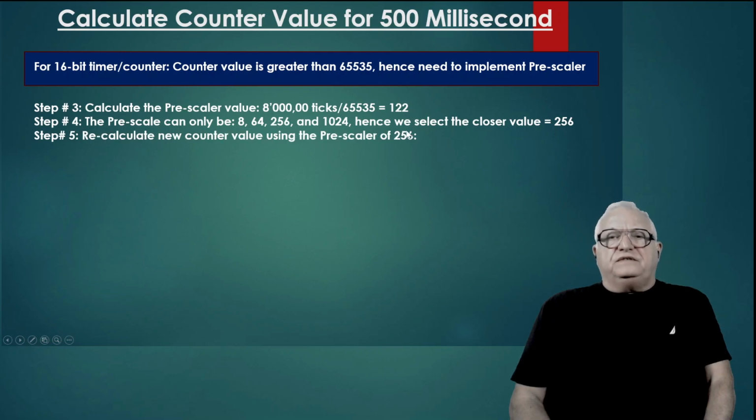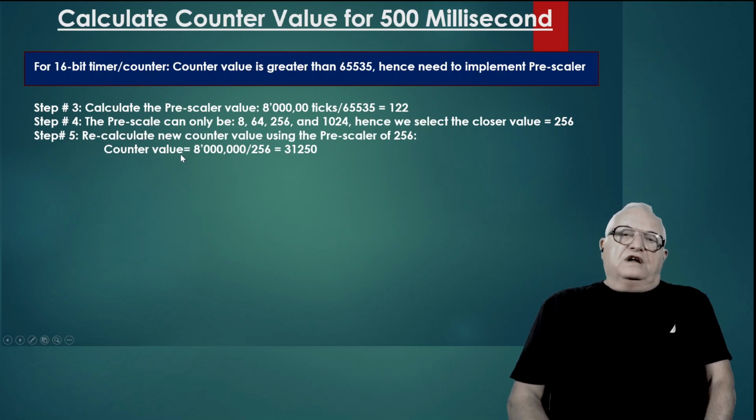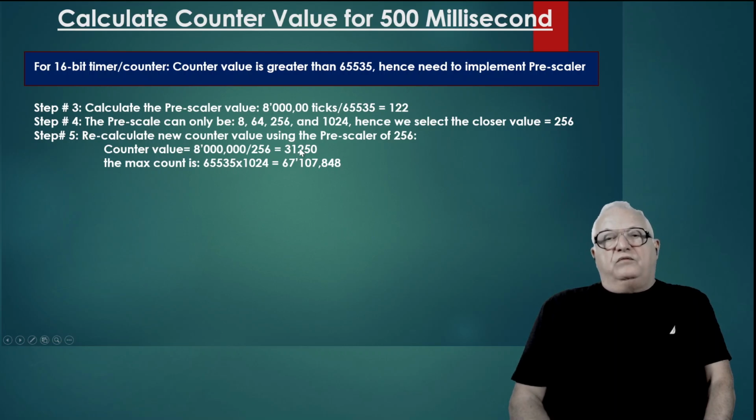Now with the 256, we do our calculation one more time. So we calculate 8 million divided by 256. That would be 31,250 to use as a counter. Now, I put this number here so we remember the max value that we can use for the 16-bit counter, which is 67 million. So we are way okay.